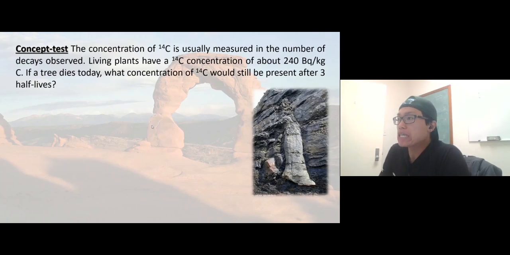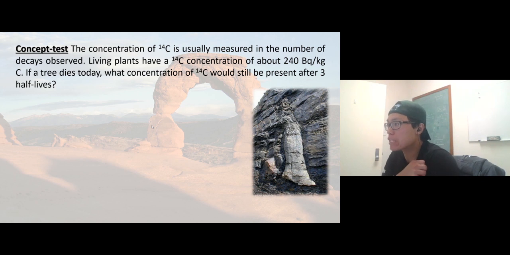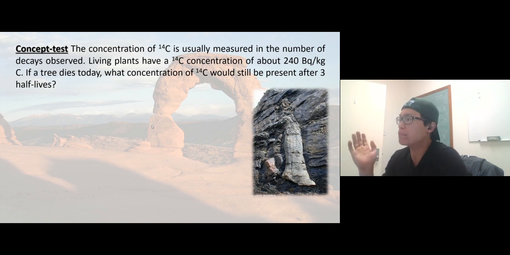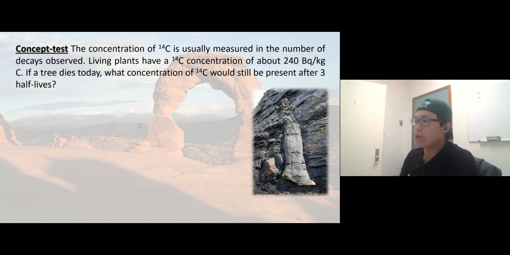All right, the first one. The concentration of carbon-14 is usually measured in becquerel per kilogram. Living plants have a carbon-14 concentration of about 240 becquerel per kilogram. Becquerel per kilogram is a unit of radiation, right? So that's where we're starting, 240 becquerel per kilogram. If a tree dies today, what concentration of carbon-14 would still be present after 3 half-lives?